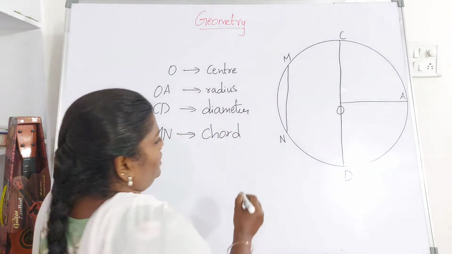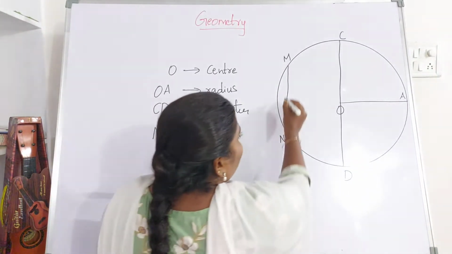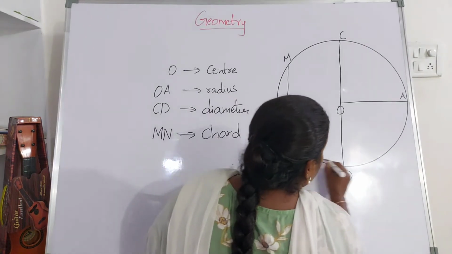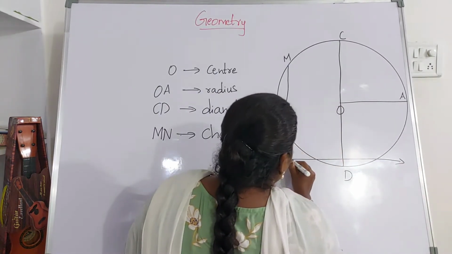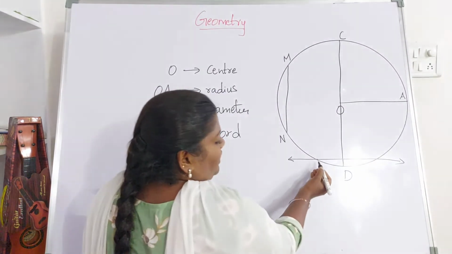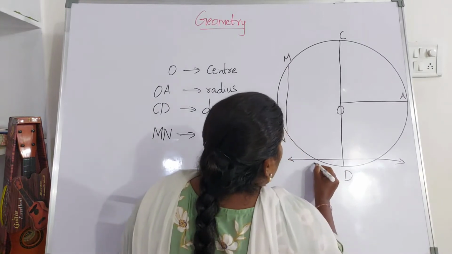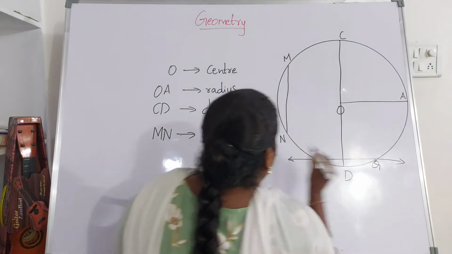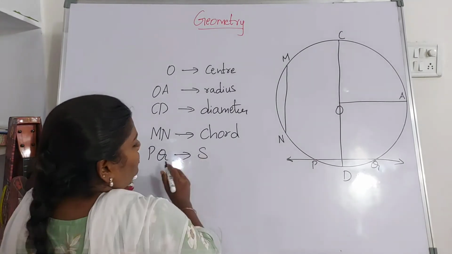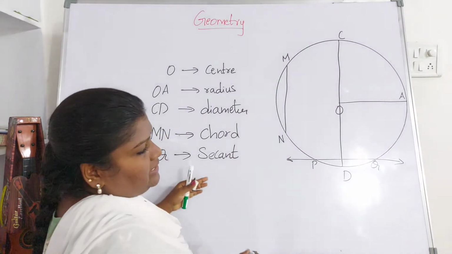Now these all are line segments. Now a line which is touching the circle at two different points and passing. So line is nothing but a straight line which does not have end points. At both the sides it will be extending. So I will name it as PQ. So PQ is called secant. PQ is called secant.